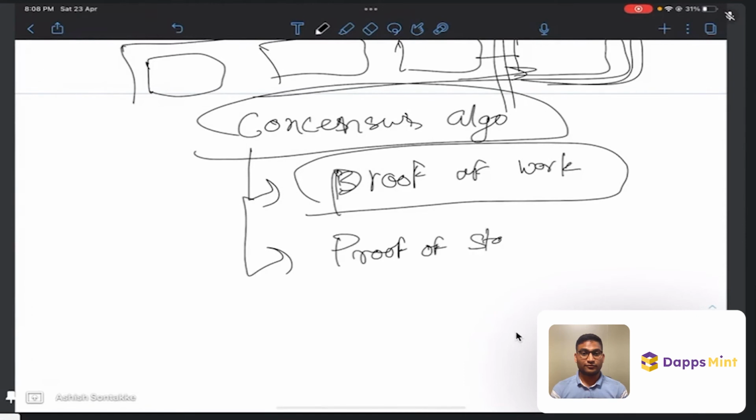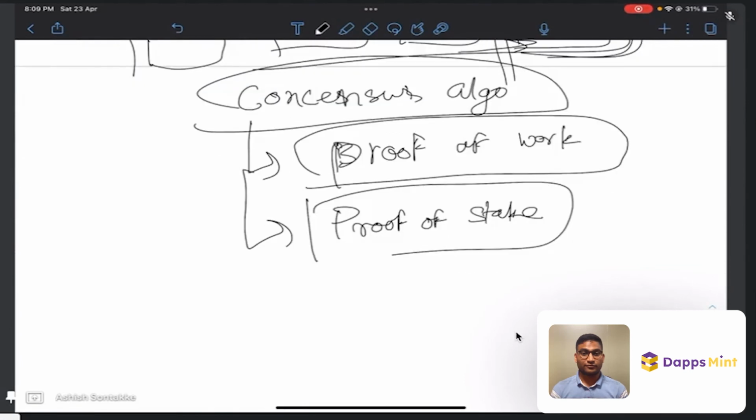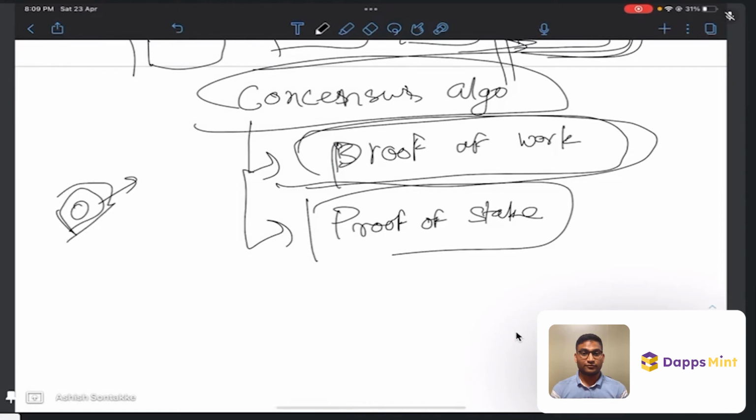What's the difference between work and stake? For proof of work, every miner has to guess a random number. They have to start guessing from zero. They have to solve one problem. If zero is the solution, they have found it, and they will get to add a new block. If zero is not, they have to try one, then two, then three, until they find the correct value which solves the problem. Whoever solves this first will get to add a new block.